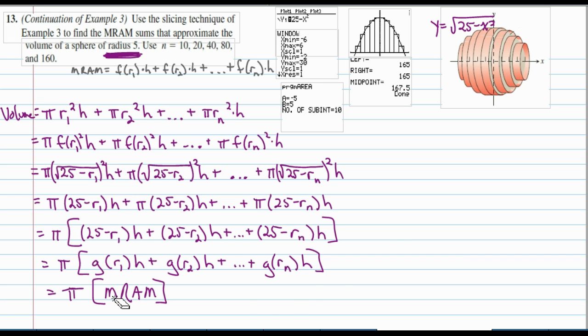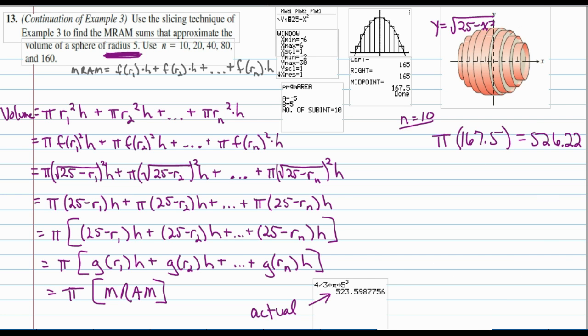So in this case, I want to keep in mind that the actual volume of my sphere is 4/3 pi times 5 cubed, so 523.6-ish cubic units. I'm going to keep that in mind when I do my estimates to make sure that they're at least close.